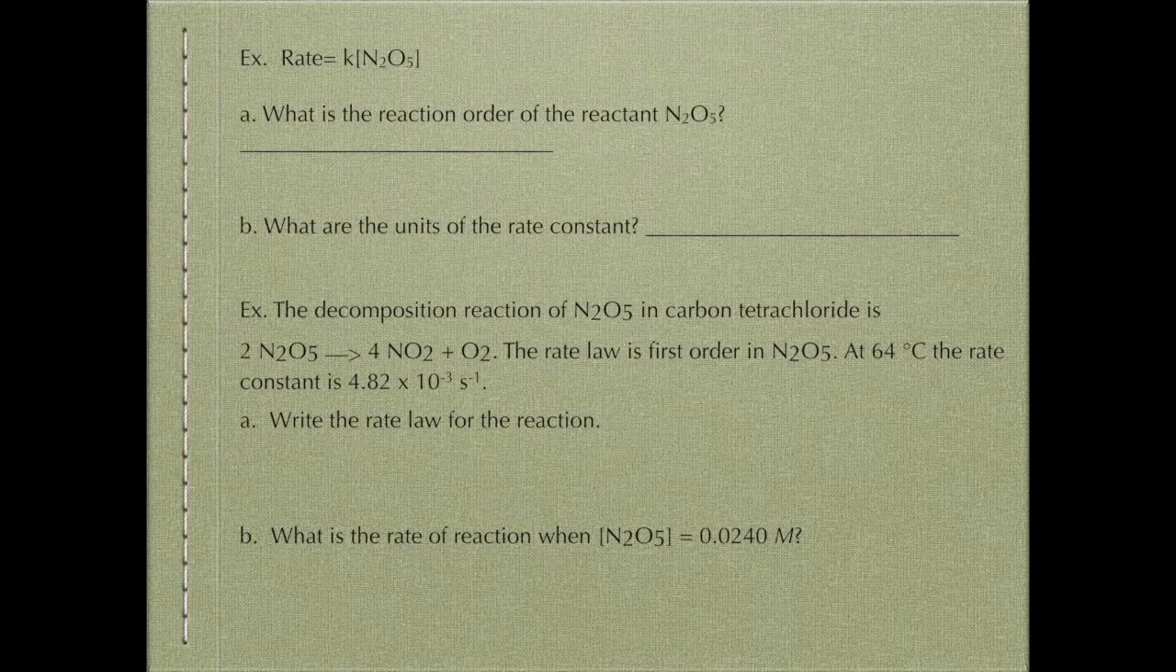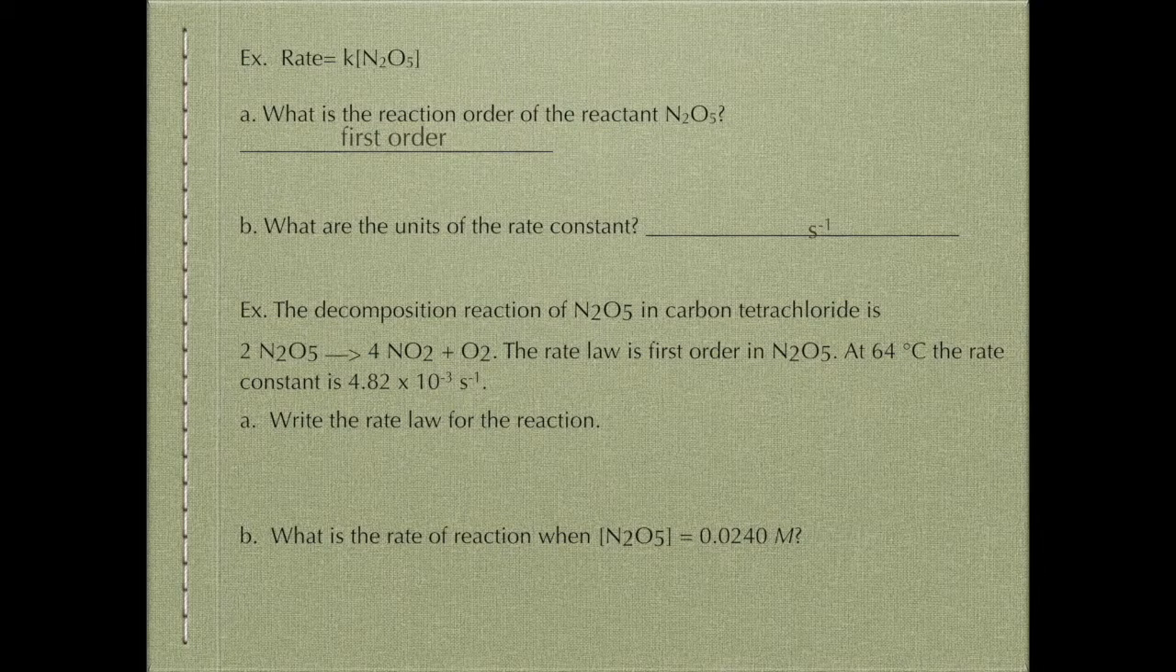So let's look at an example. Here I've got my rate law right there. The first question says, what is the reaction order of the reactant N2O5? It is first order because there's an implied exponent of 1. What are the units going to be? Well, since my rate is molar per second, my units for concentration is molar, then my K units are going to be seconds to the -1.